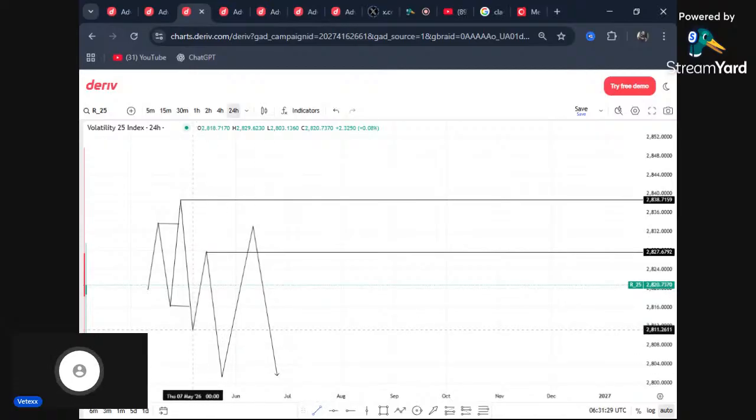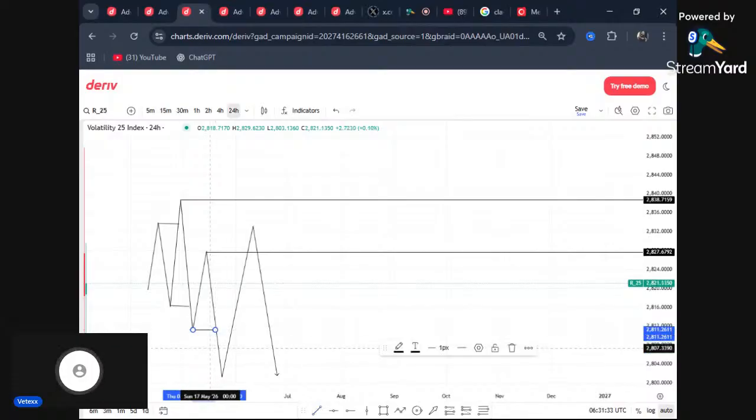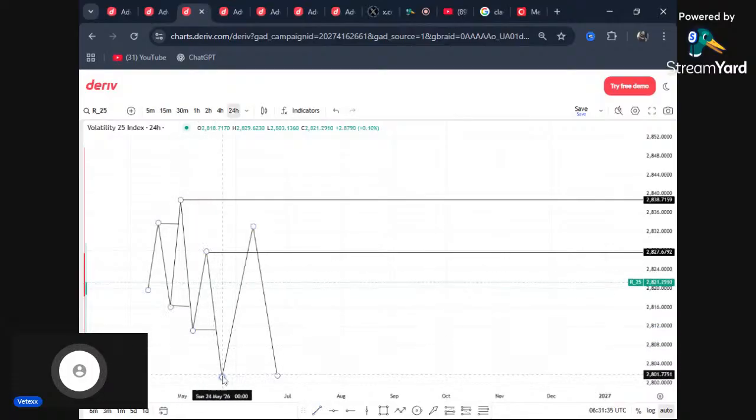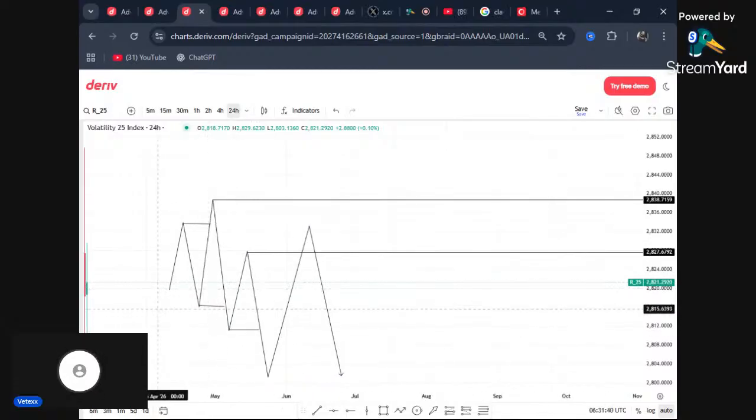Our sweep of our second break of structure, which is rule number 4. And rule number 5 is price will tap into the point of interest, take it out, and continue in the opposite direction. So this is what we trade every single day.